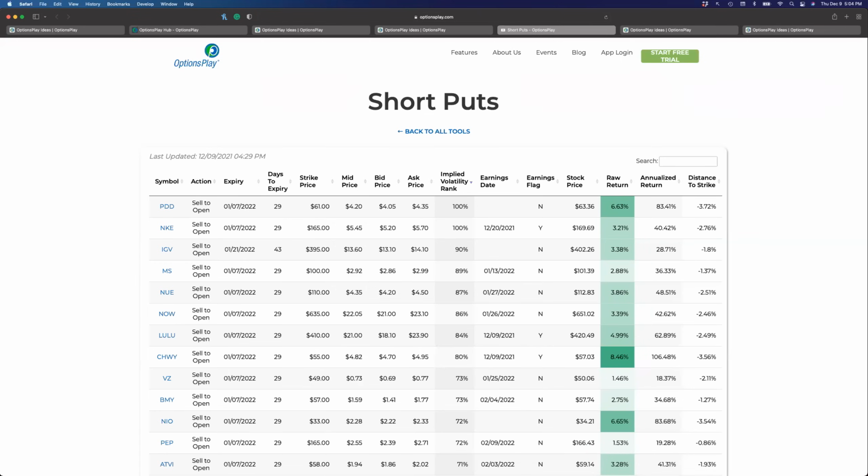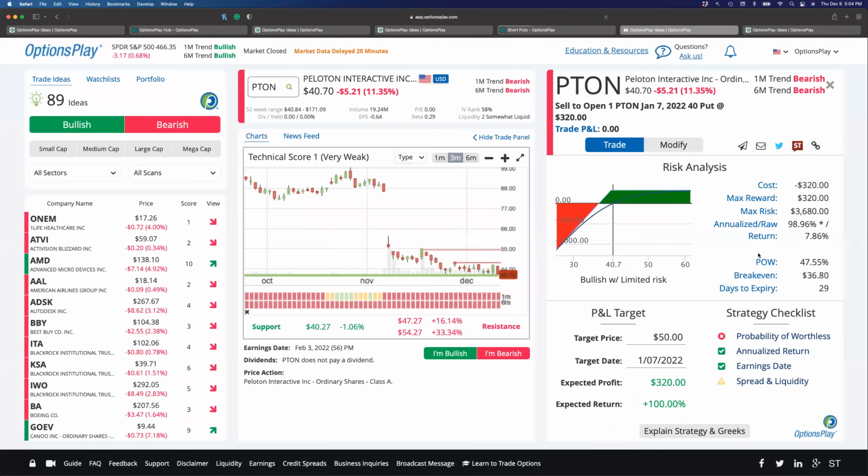Is POW equal to delta? Yes. So the POW on the income tab here is equivalent to the delta.